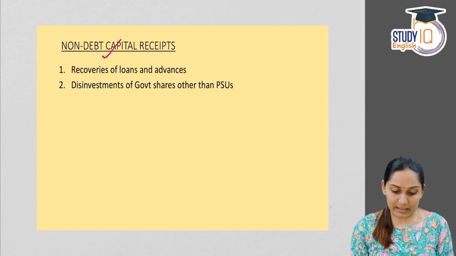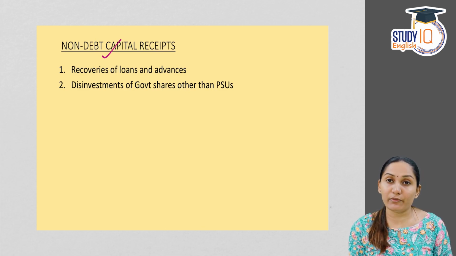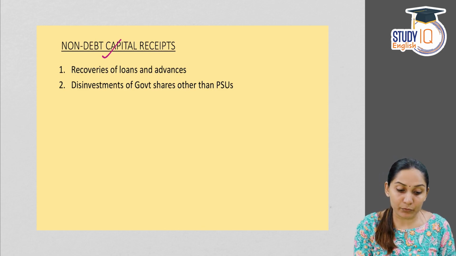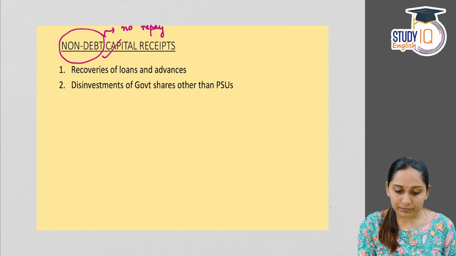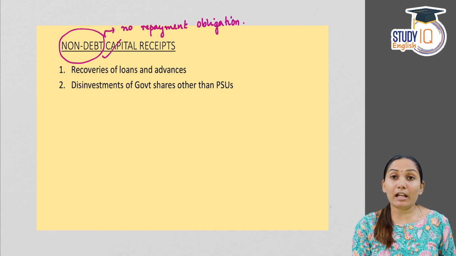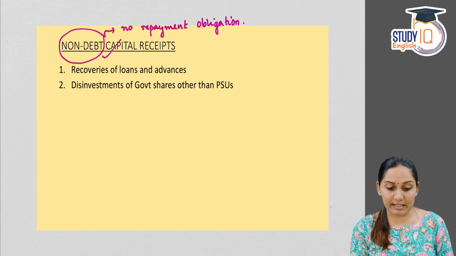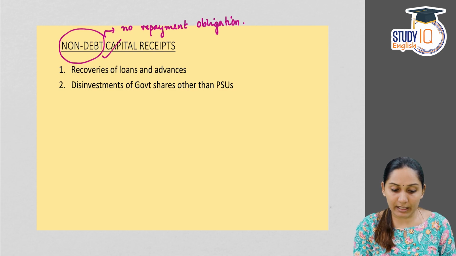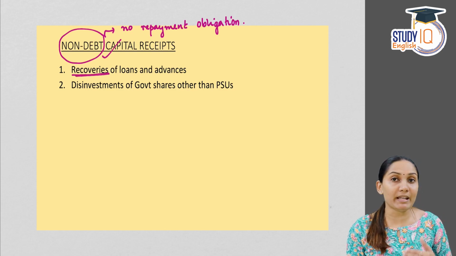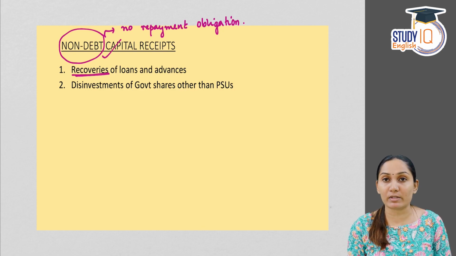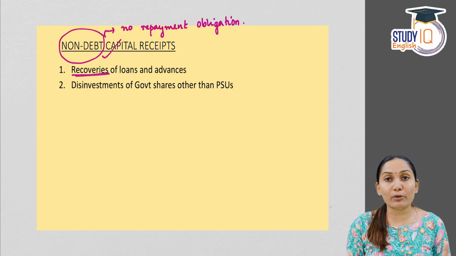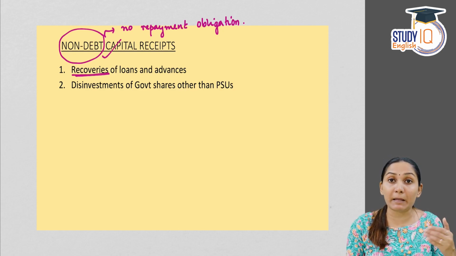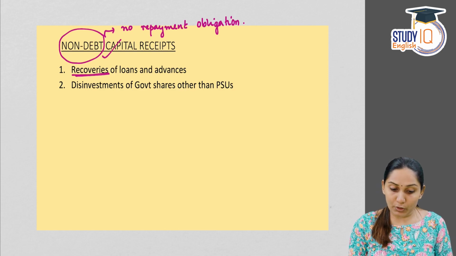Now, non-debt capital receipts. Non-debt capital receipts are those receipts for which there is no repayment obligation. They are not debt for the government, which means the government need not repay it back. There are two major sources from which the government gets the non-debt capital receipts. One is recovery of loans and advances. Those loans the government had given in the past, if they are repaid by those entities, then it is a capital receipt for the government. That is recovery of loans. Those loans given by the government earlier in the past being repaid by the entities is non-debt capital receipts.